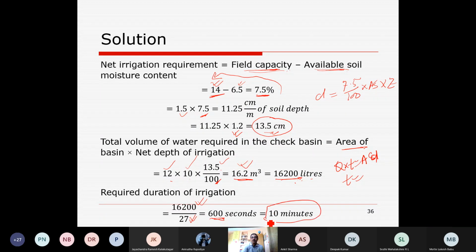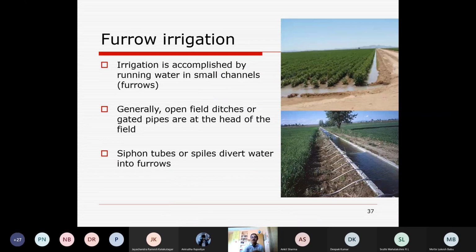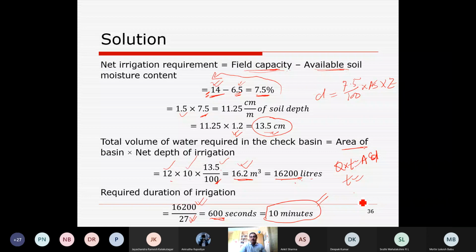So divert this stream in this basin for 10 minutes to improve the soil moisture from current soil moisture to the field moisture condition level. Now, the third method, is it clear? Anybody, if you have any query, because it's very simple. Any query?